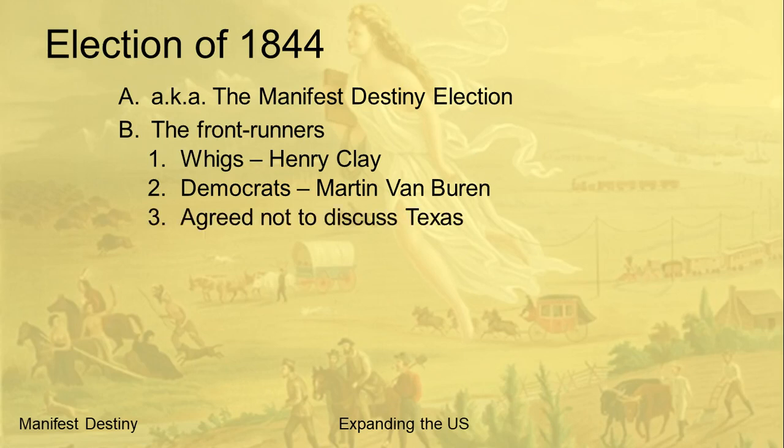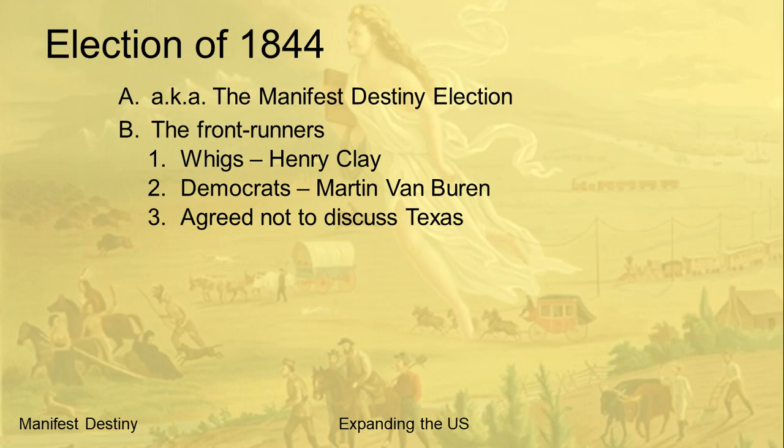Now the two of them, Henry Clay and Martin Van Buren, had factions within their own parties. The Whigs and the Democrats both had factions that were strongly in favor of the annexation of Texas, and they had factions that were strongly opposed to the annexation of Texas. So this is a political nightmare for you. How do I deal with an issue that 1/3 of the people don't care about, 1/3 of the people hate, and 1/3 of the people demand I deal with it? The answer that both of them came up with is not to talk about it.